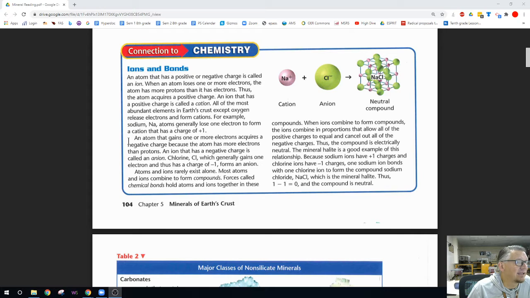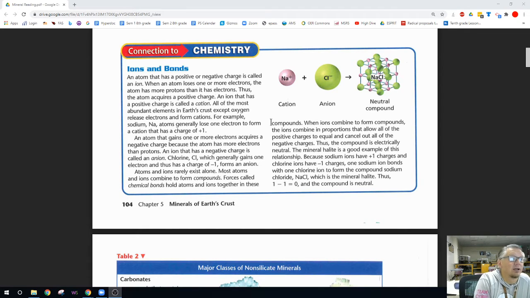An atom that gains 1 or more electrons acquires a negative charge because the atom has more electrons than protons. An ion that has a negative charge is called an anion. Chlorine, which generally gains one electron and thus has a charge of -1, forms an anion. Atoms and ions rarely exist alone. Most atoms and ions combine to form compounds. Forces called chemical bonds hold atoms and ions together in these compounds.